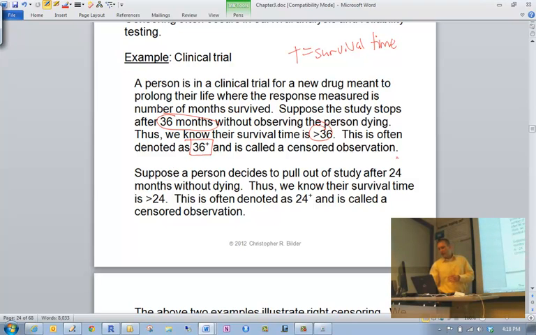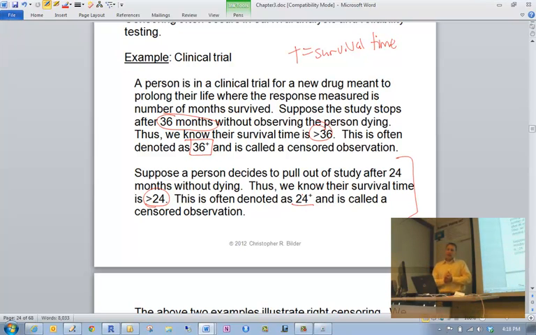Another example when censoring occurs is that suppose a person is in the study for 24 months without dying and decides to pull out. They decide, okay, I'm not going to take this drug anymore. Well, then we know that their survival time is greater than 24, but we don't know exactly what it is above 24, so this is often referred to as 24 plus.